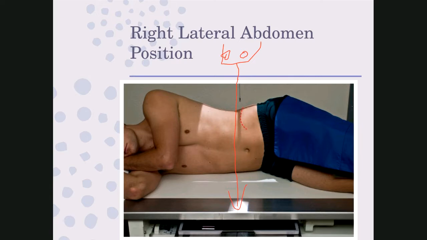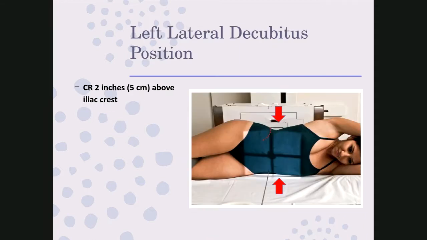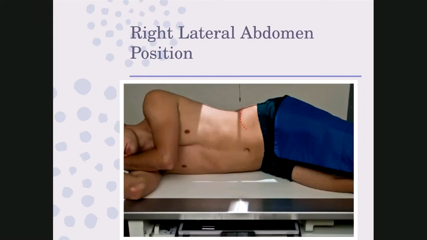All right, in the other views that we did, or we looked at, you would basically have the tube over here, all right, and your beam is coming through the patient horizontally. Same thing with the decubitus view. The tube would be over here, and the beam is shooting horizontally across the patient. Okay. On a lateral abdomen, again, you call this by the side that is down. So this is a right lateral abdomen.